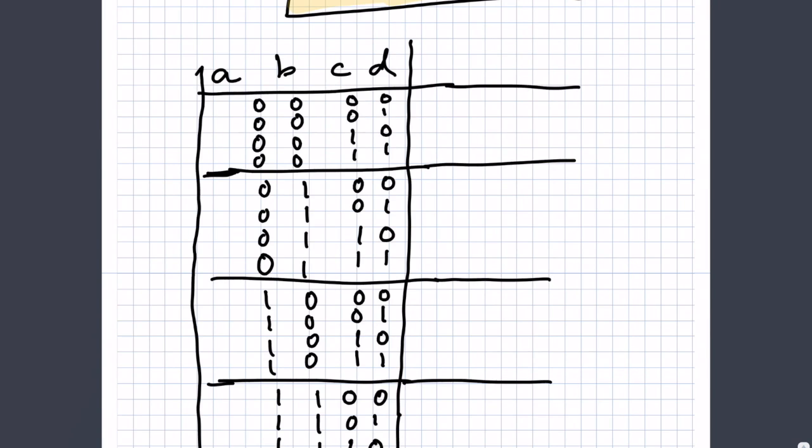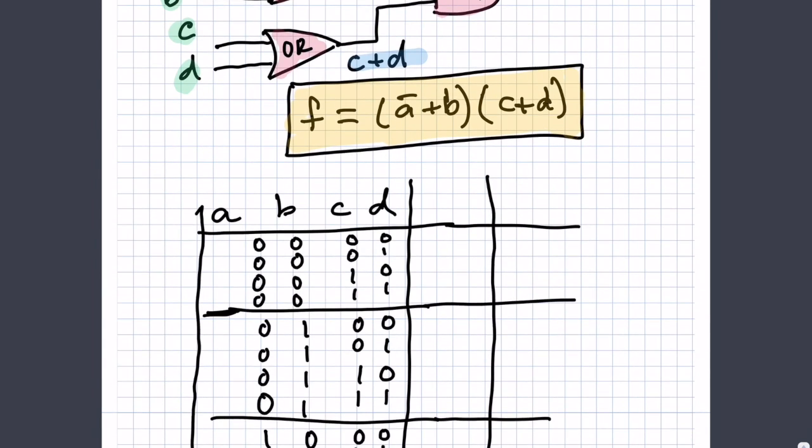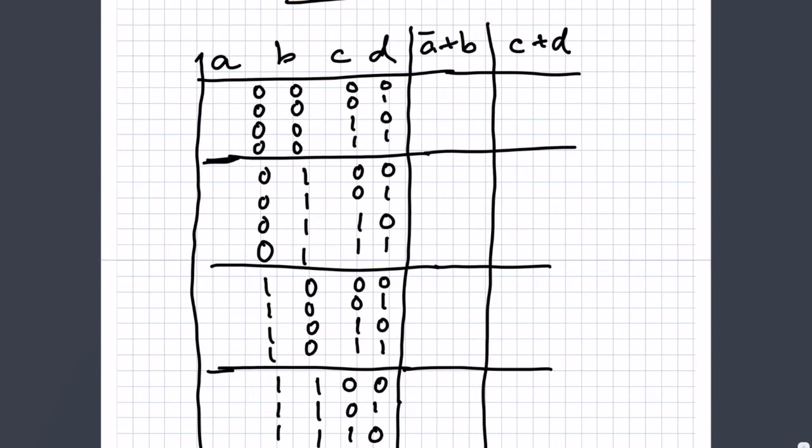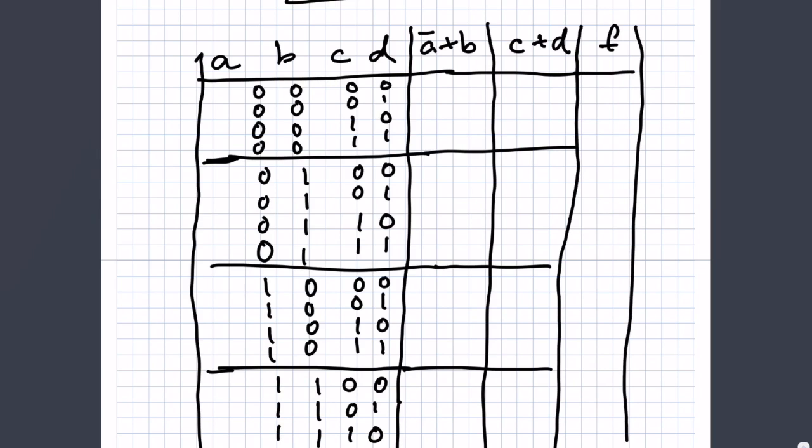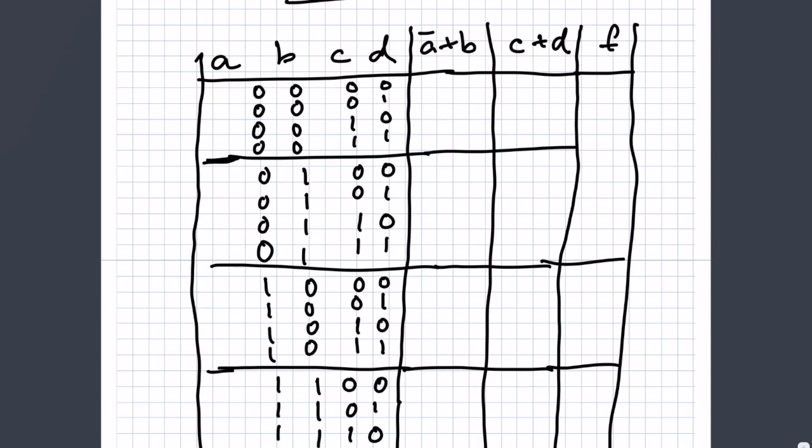Okay, so the next thing I want to do is put a couple of extra columns out here. I want to look at the A bar or B gate, and then I also want to look at C or D. So when I form those, if I do that in pieces, I can then get the total output F by just ANDing those 2 columns together. Okay, so here's our truth table.